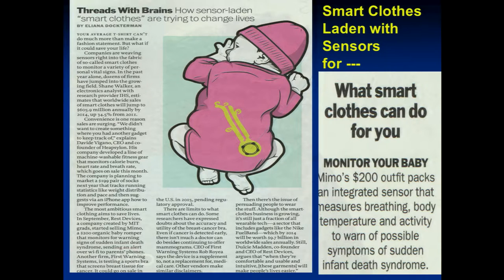It will give you a measure of the breathing, the body temperature, and activity, to warn of possible symptoms. If you connect it to your cell phone when you are at home or at work, you get a phone call telling you something is wrong with the baby, and you come running. That is the kind of thing we can do.